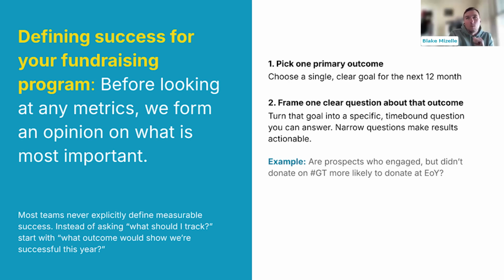Focus that into one clearly framed question about that outcome. You can turn that into a specific time-bound question that you can answer. Again, narrow questions make results really actionable. Here's an example: are prospects who engaged but didn't donate on Giving Tuesday more likely to donate at end of year? See how that's sort of testable already?